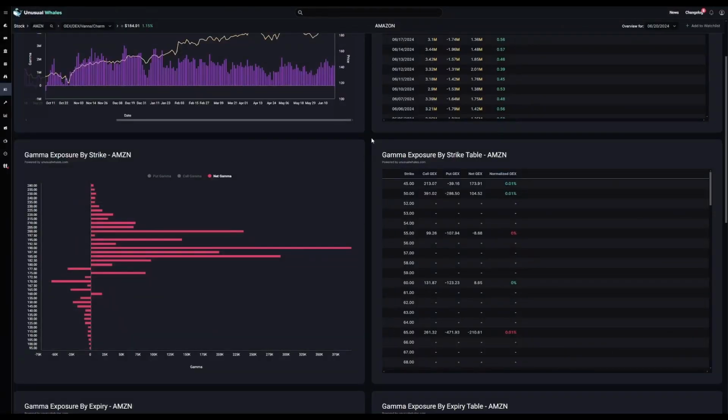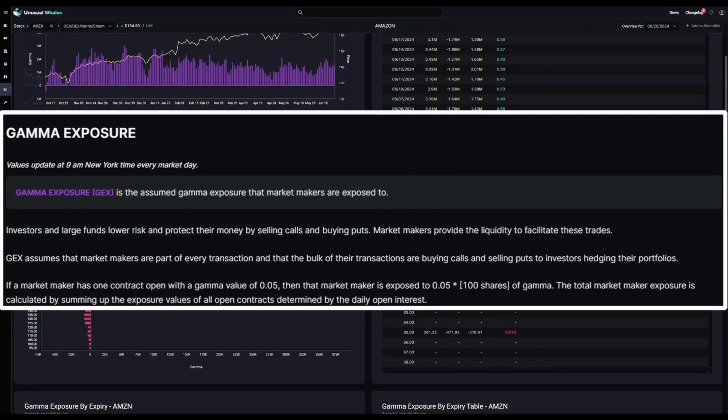Now remember, the assumption of gamma exposure is that most of the open interest on these strikes are risk management plays by institutional investors. But we also have to keep in mind some trading activities are done by active traders, so some of this open interest encompasses them as well. I'll offer more perspective on this with the next charts.